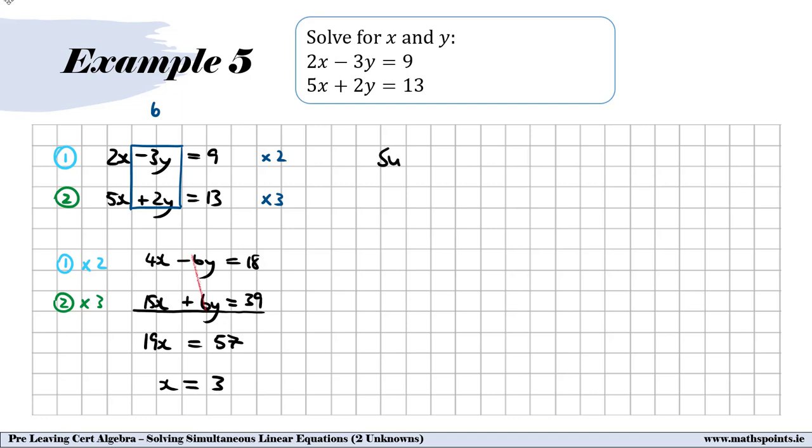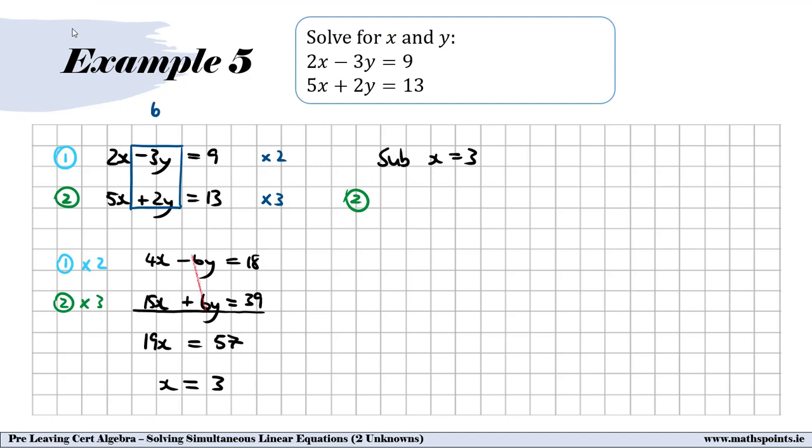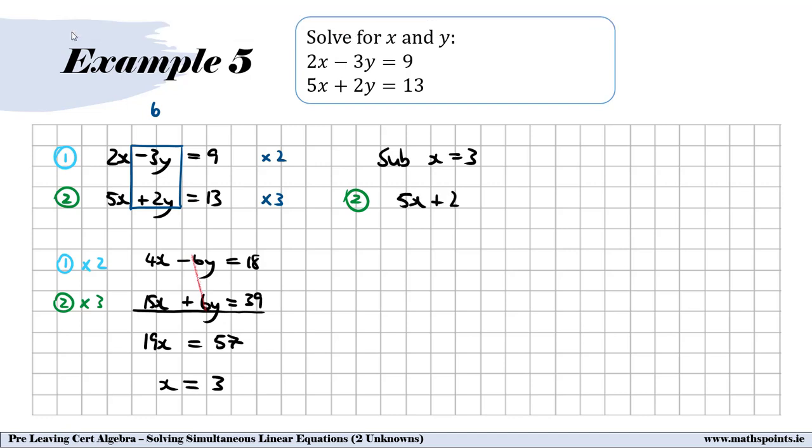So I'm going to sub x equals 3 back into equation 2. I'm going to select this one this time just because there's all pluses in that equation. So I'll write down the equation first of all. So 5x plus 2y equals 13. I have 5 times x, which is equal to 3, plus 2y equals 13. 5 times 3 is 15 plus 2y equals 13.